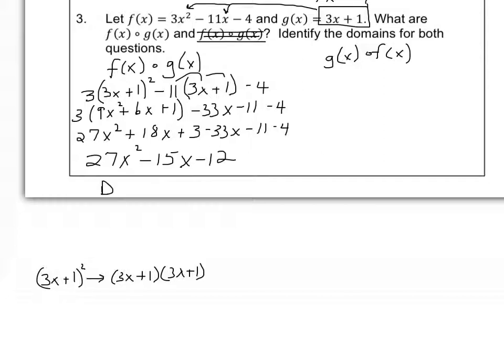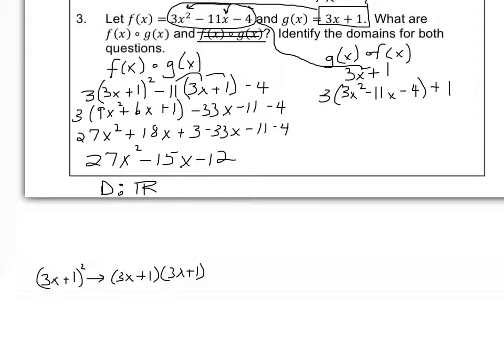So now all I need to do is figure out my domain. In my domain, there's no square root, there's no fraction, so my domain in this case is going to be all real numbers. Okay, now let's go the other way. Let's take f and let's put it into g. So again, I'm going to have 3x plus 1, and I'm going to take this right here and put it in for the x. So it's going to be 3 times the quantity 3x squared minus 11x minus 4, and then a plus 1.